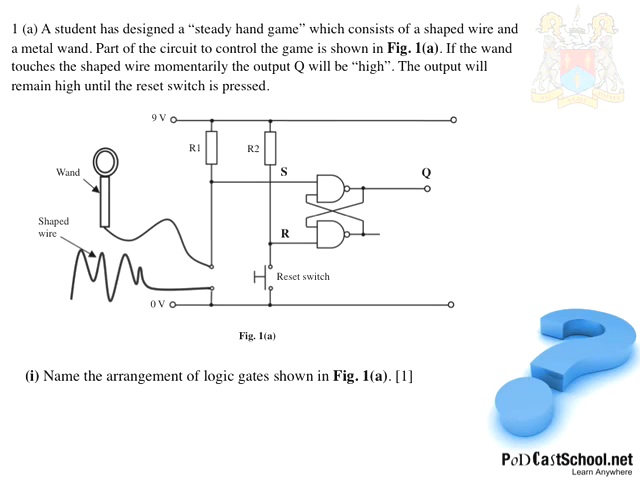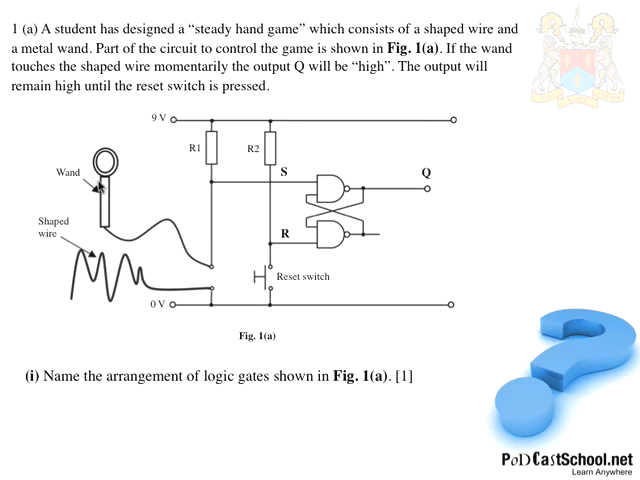Okay, let's have a look at Part 1A. A student has designed a steady hand game which consists of a shaped wire and a metal wand. Part of the circuit to control the game is shown in figure 1A, and we see figure 1A here. If the wand touches the shaped wire momentarily, then the output Q will be a high. The output will remain high until the reset switch is pressed.